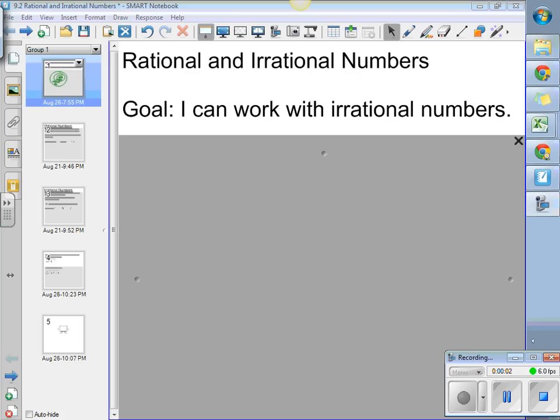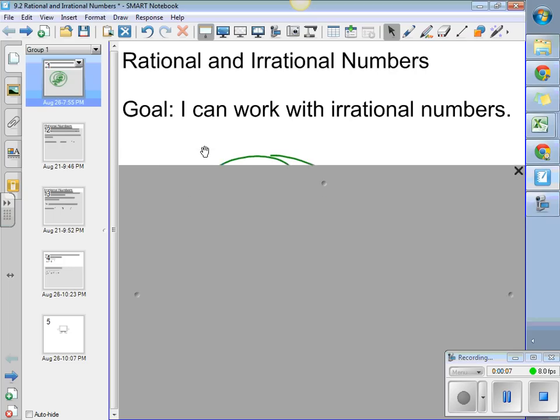Today's lesson is rational and irrational numbers. Our goal is that we can work with irrational numbers.